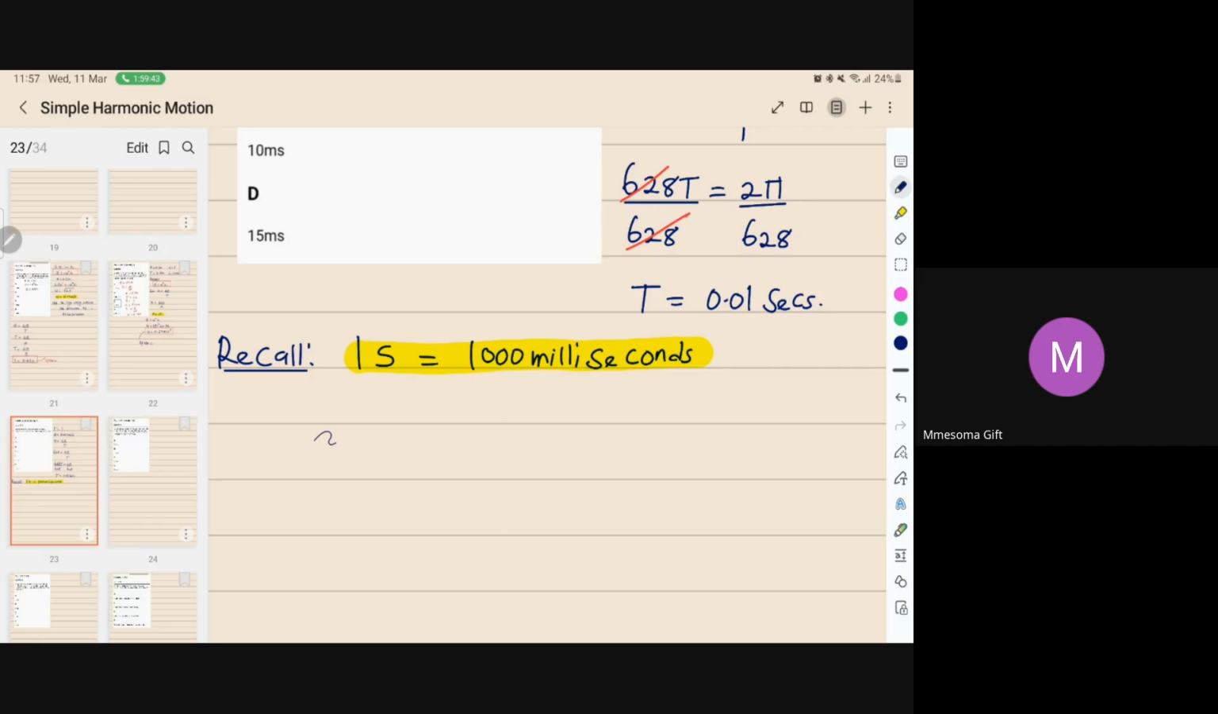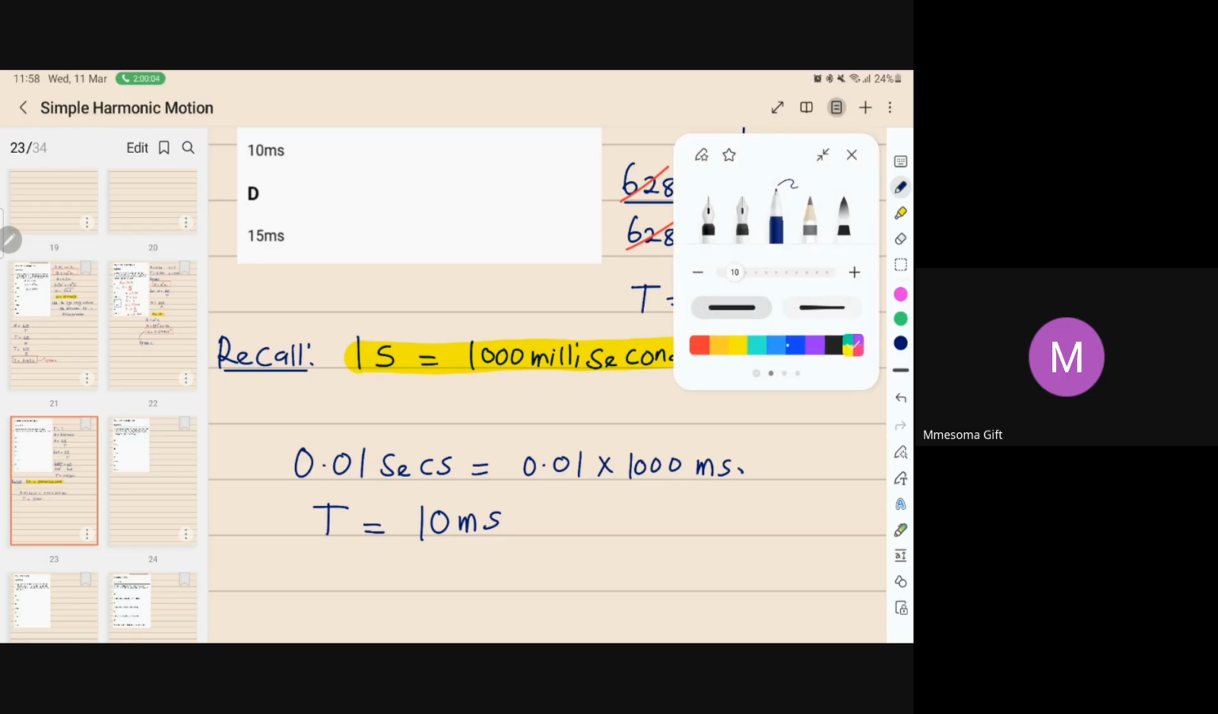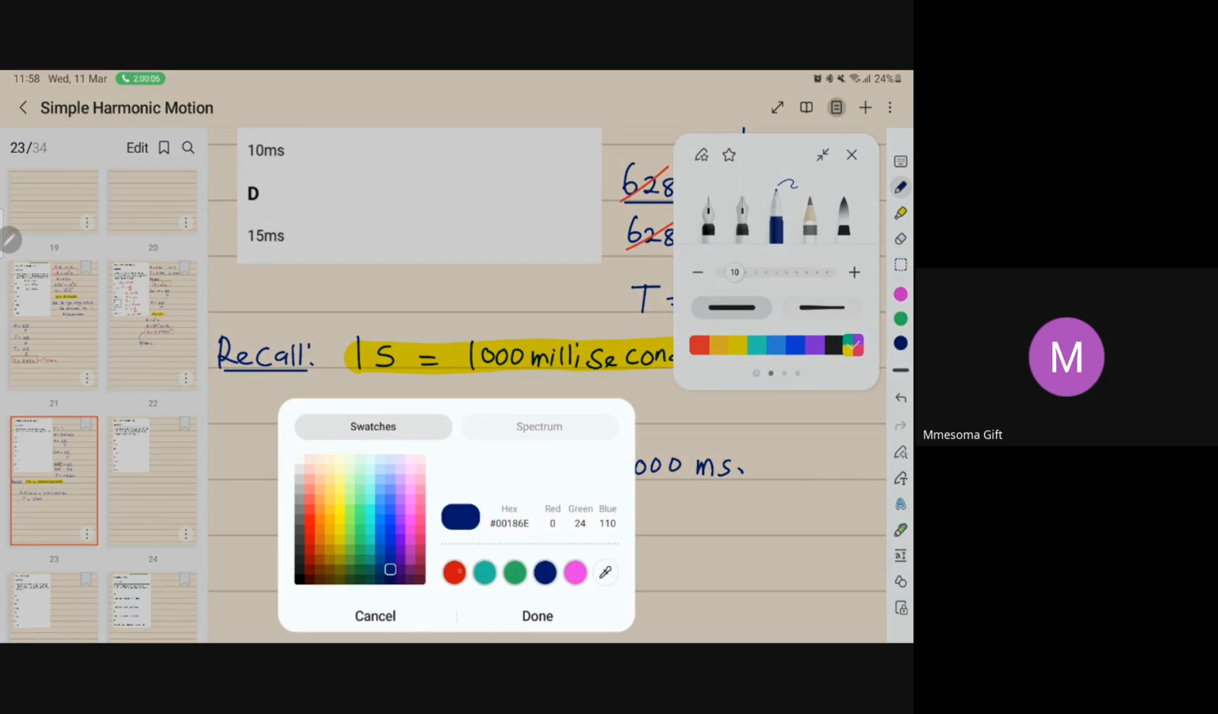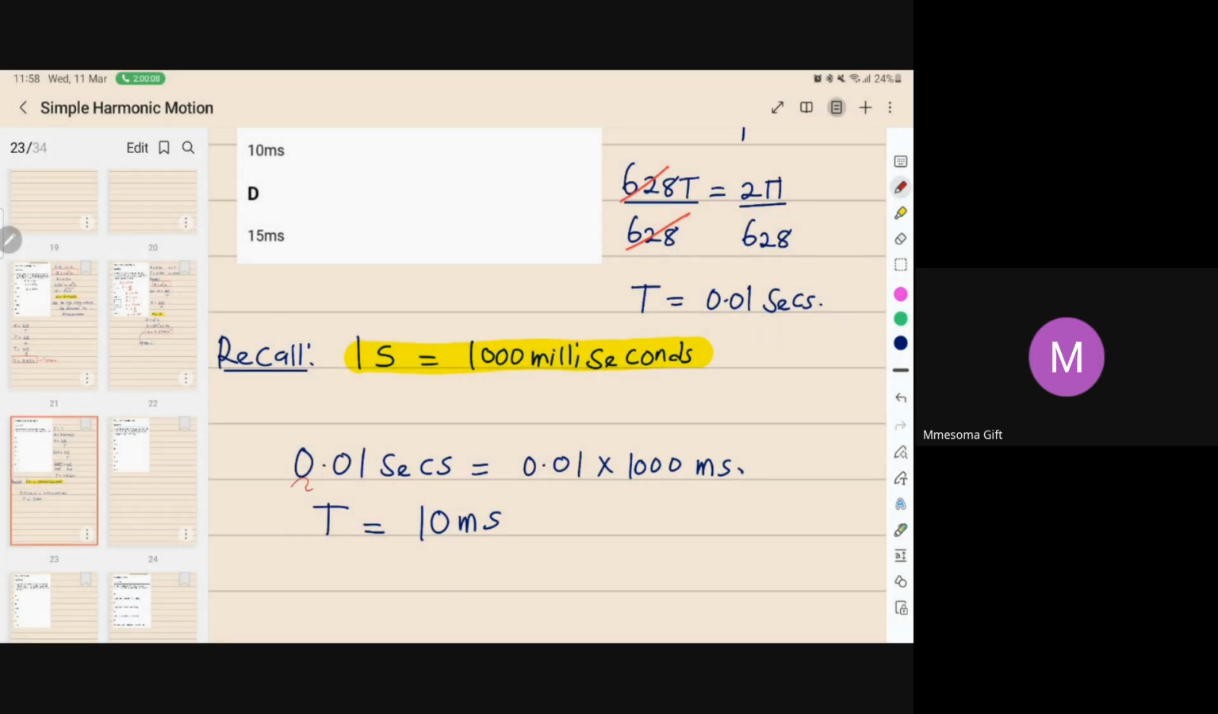So that means that 0.01 seconds will be equal to what? 0.01 multiplied by 1,000. Is that also milliseconds? So that T will be equal to 10 milliseconds. That's correct. Well done. So our answer here is going to be C, just like Meso already said. You're doing well. So this is option C.